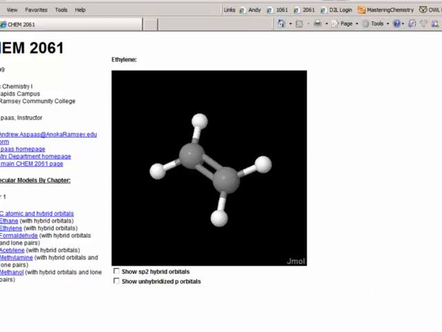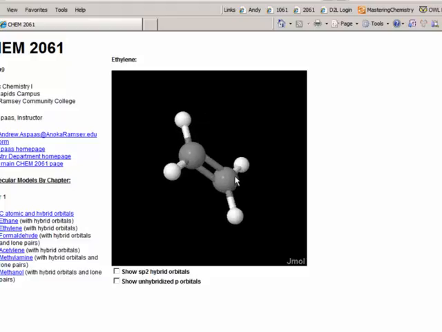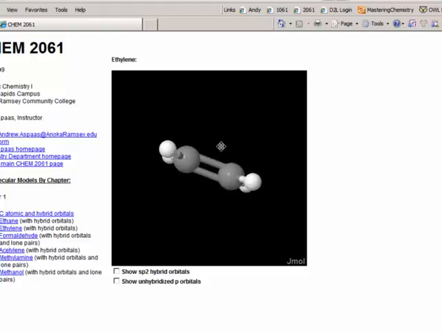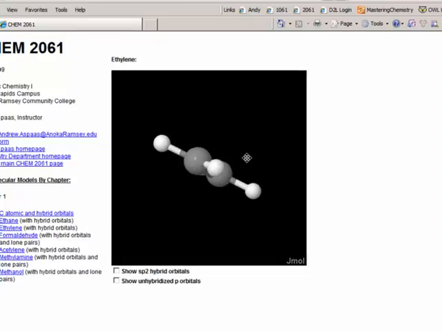When we go to my webpage here, I have a 3-dimensional structure of ethylene. This is just like what we looked at. If we look at it from the side, you can see that it's planar. It's totally flat. All of these atoms are within the same plane. So nothing pokes up, nothing pokes down.